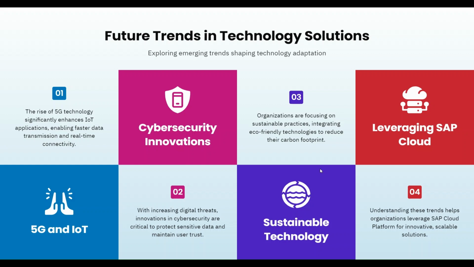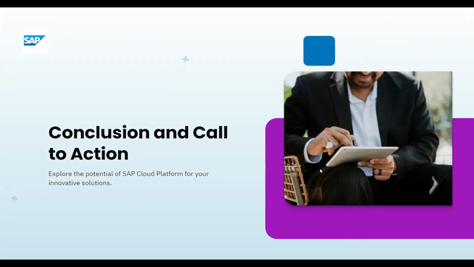Now, in the last slide, we'll discuss the call to action. In conclusion, SAP Cloud Platform offers the flexibility, integration capabilities, and advanced technology support that modern businesses need to stay competitive. Whether you are working with blockchain, IoT, AI, or any other cutting edge technology, SAP Cloud Platform or BTP has everything that you should know and has covered. Now that you have seen how this platform can transform your business, it's time to start building your innovative solution.